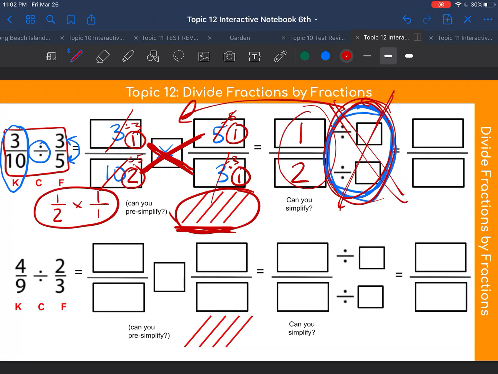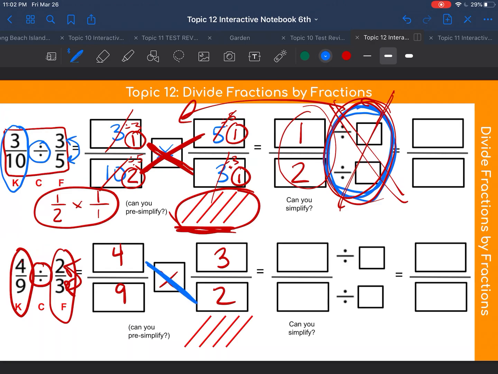Okay, so let's do the next one. 4/9, we keep. Divide, we change to multiplication. We flip, or find the reciprocal of 2/3, and get 3/2. So now we look diagonally. Do 4 and 2 have any common factors? Why, yes, they do. Both can be divided by 2. 4 divided by 2 is 2. 2 divided by 2 is 1.